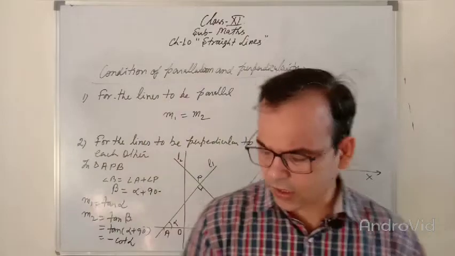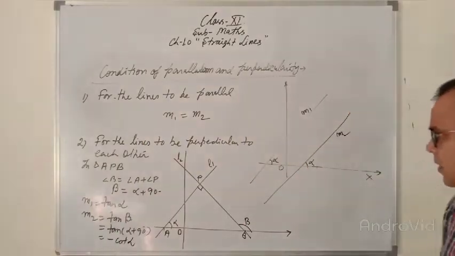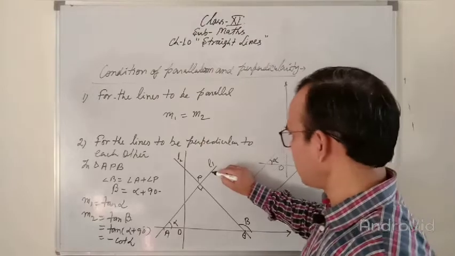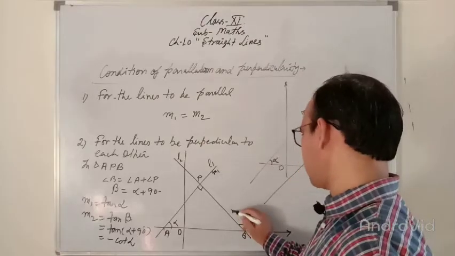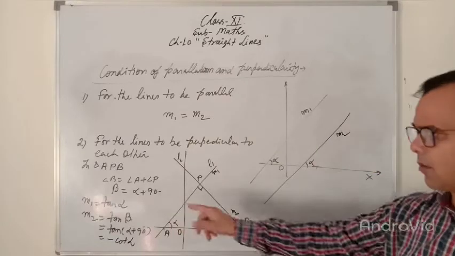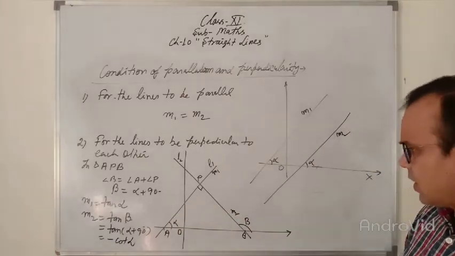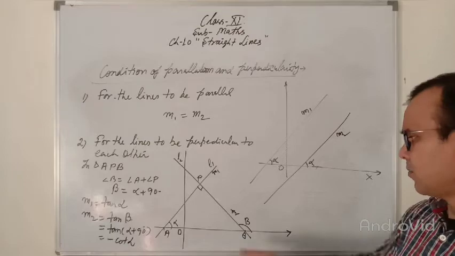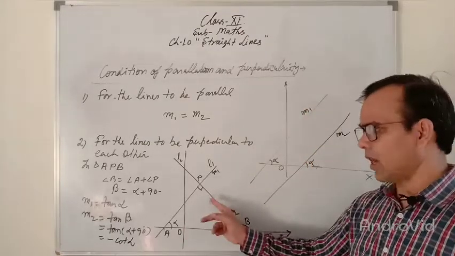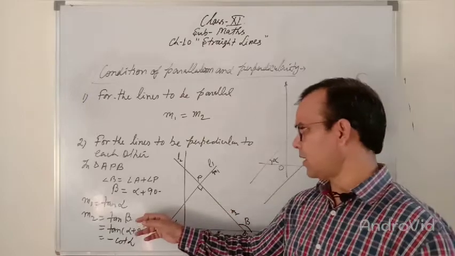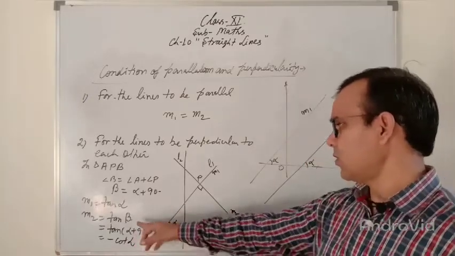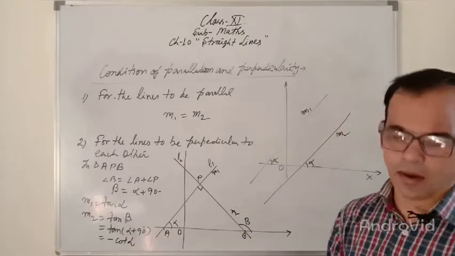Just try to understand this. m1 is the slope of this line, m2 is the slope of this line. So m1 equal to tan alpha and m2 equal to tan beta. Now what is the relationship between alpha and beta? Beta is the exterior angle of this triangle, so beta equal to alpha plus 90 degrees. So we can replace beta as alpha plus 90 degrees here, and m2 will become minus cot alpha.